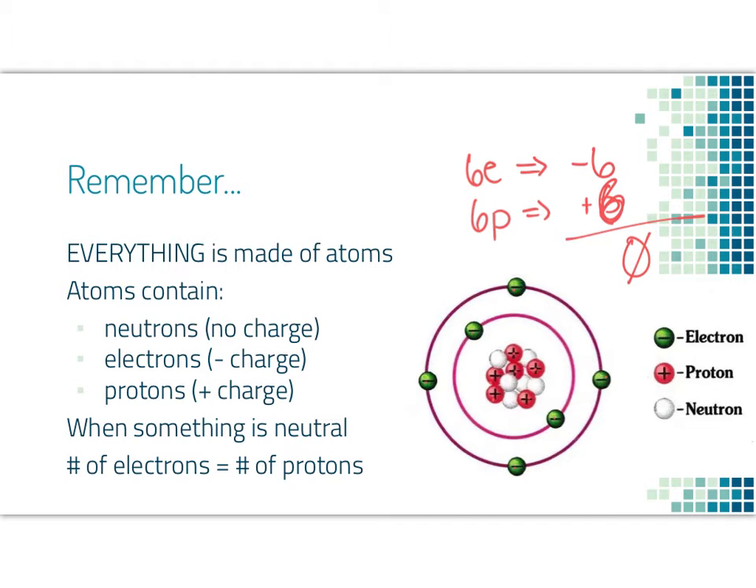If, for instance, we start changing the number of electrons, maybe I add an electron here, I now have 7 electrons. That gives me a -7 charge overall, or from the electrons, and with the +6 protons, this would have an overall -1 charge.